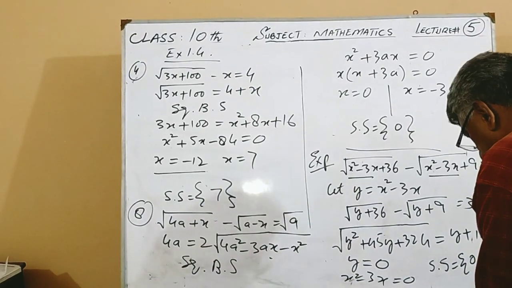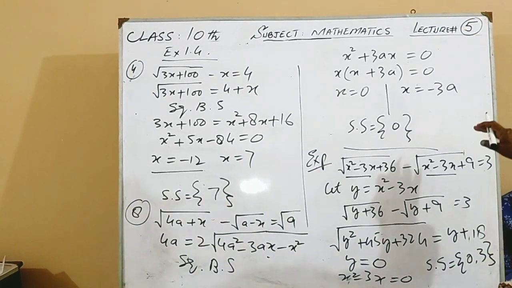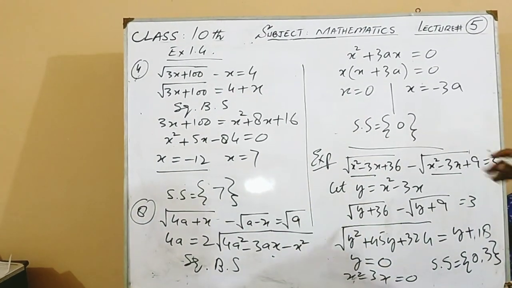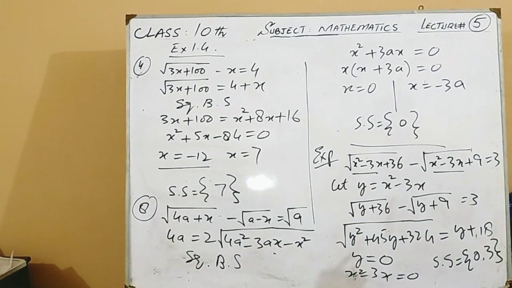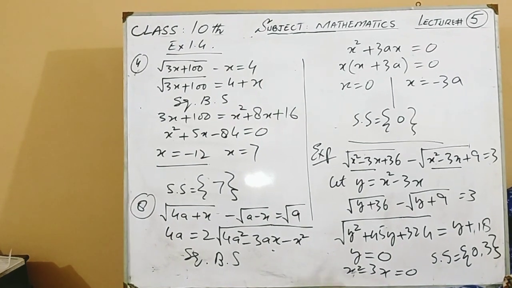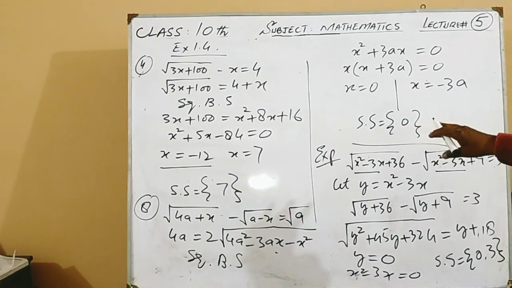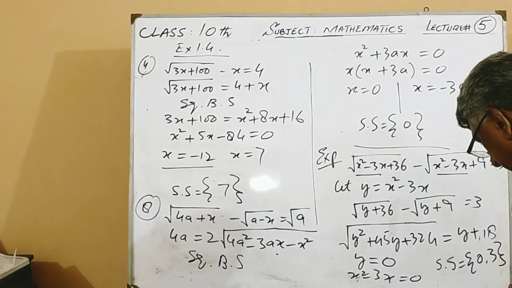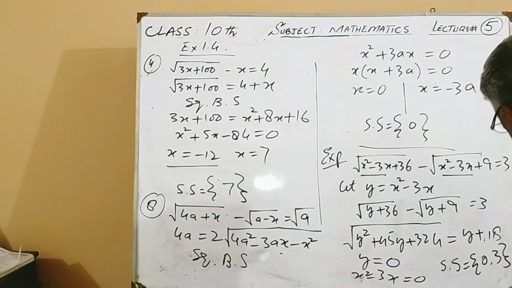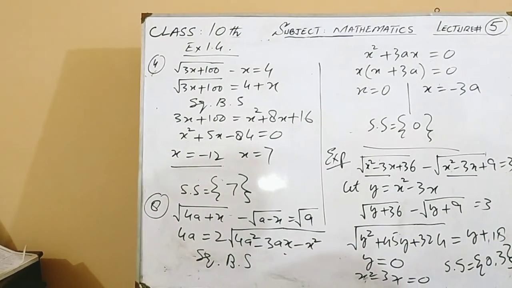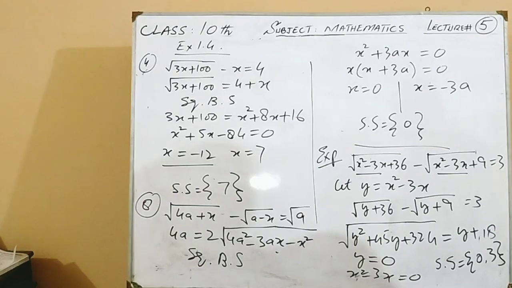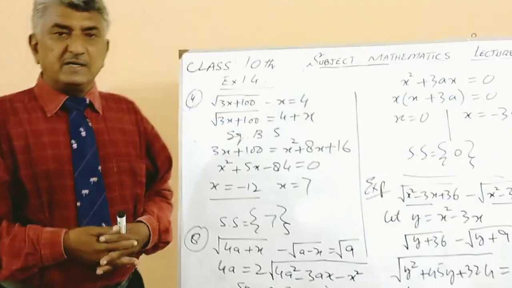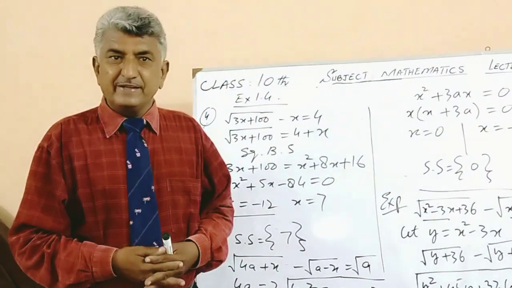So this is all about radical equations. There are three types which we have to study here in this chapter. Radical equations of three types we have to study in this chapter. So we have discussed the three types here and we got the result. So in the next lecture, lecture 6, we will start the new chapter, that is chapter 2. Okay, thank you very much.